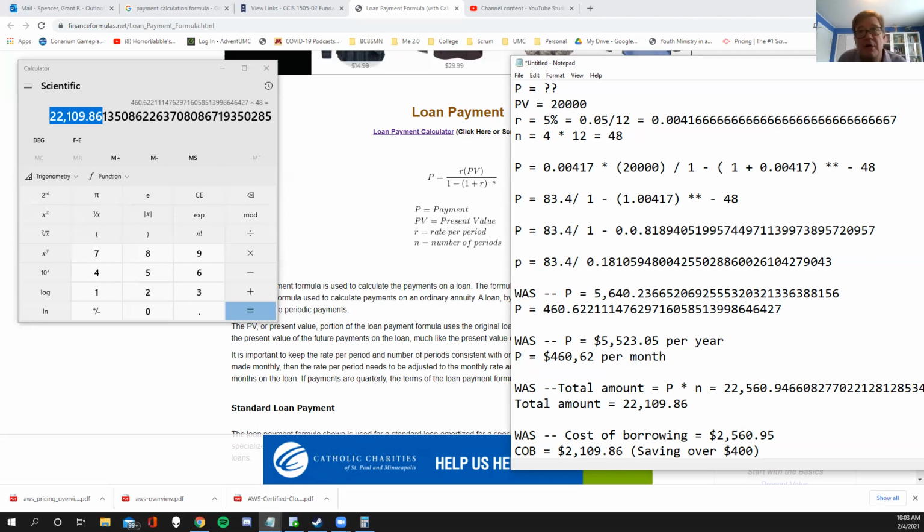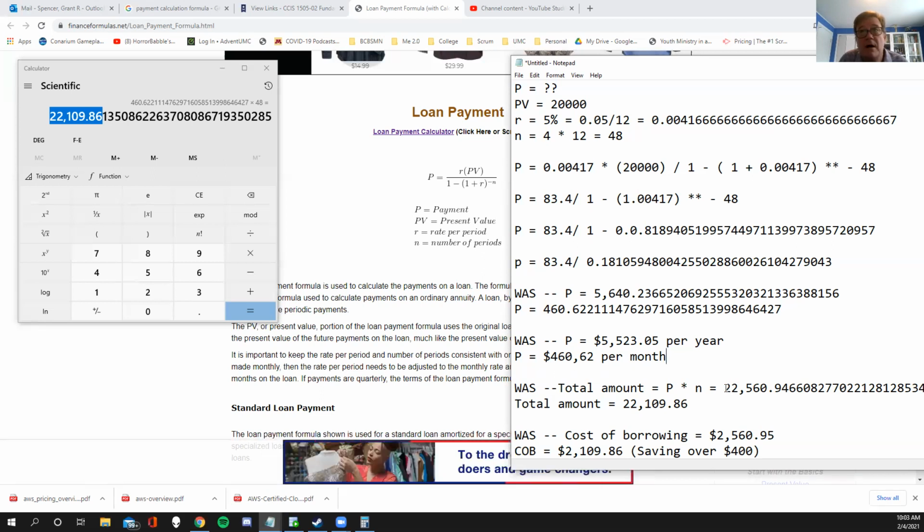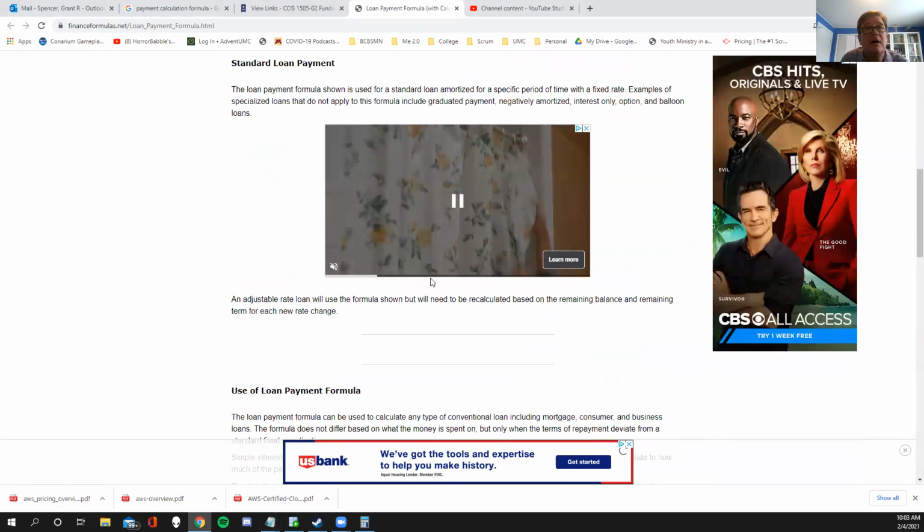Feel free to pause, screenshot, do whatever you need to do there. And what that means is that the total amount, believe it or not, because we're paying per month, it went from $22,561 to $22,110. So the total amount kind of went down, and that also meant that our cost of borrowing also went down. So just so you know, thanks to math, we can kind of prove that we will actually save over the course of 4 years, $400. Just imagine how many lattes that is.